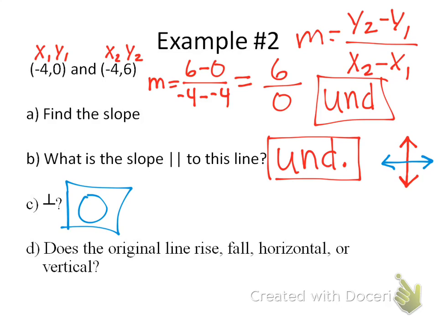Okay? And then I already kind of answered D for you. Remember what I said? Vertical line. Good. So this is one that I would consider a special case. Anytime you have to think about horizontal or vertical, it kind of trips you up a little. So be aware of that. Any questions?